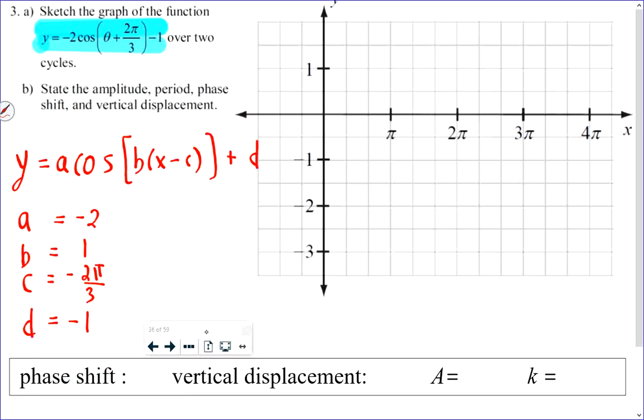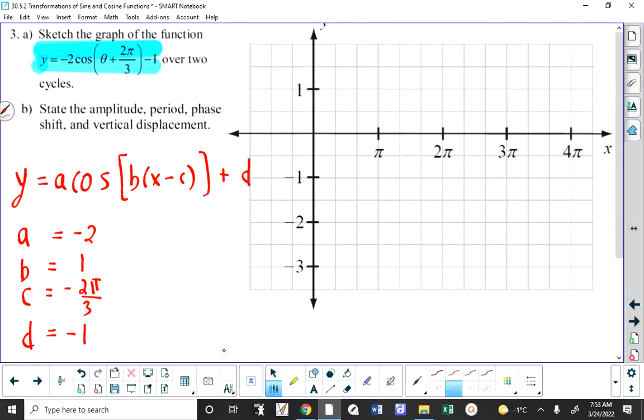So I'm going to start off with the final parameter d. If d is -1, that means the vertical displacement is -1. What that means is that the center of this graph that separates the top and the bottom portions of the graph, which would normally be on the x-axis, is going to be shifted down 1. So when we sketch this graph, it is going to oscillate vertically above -1, below -1, above -1, below -1, etc.